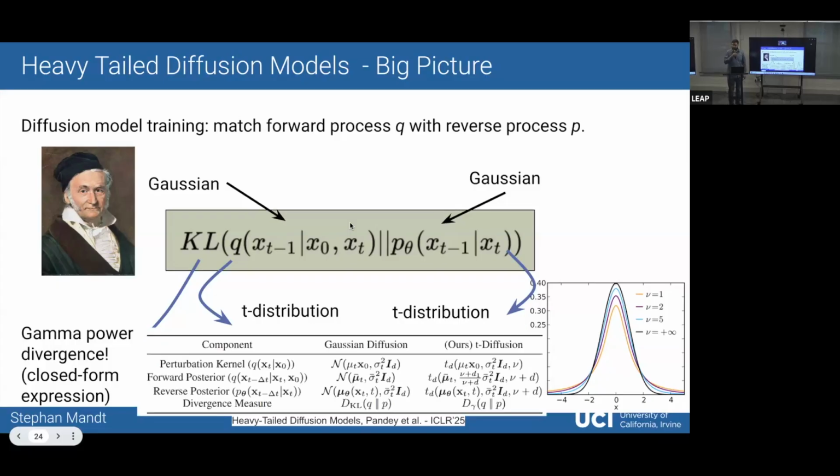And so here's the cookbook for that. The components are the perturbation kernel on the left-hand side. Traditionally this is a Gaussian, and in this case it would be a T distribution with certain parameters. You can go through all the elements and all the ingredients in standard diffusion models and find the replacement for T distributions in the rightmost column.